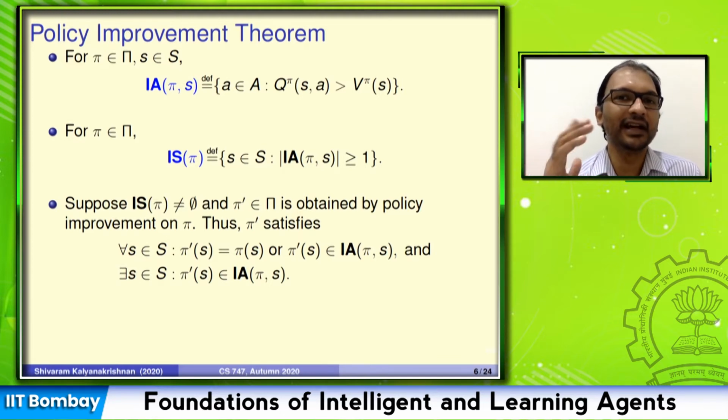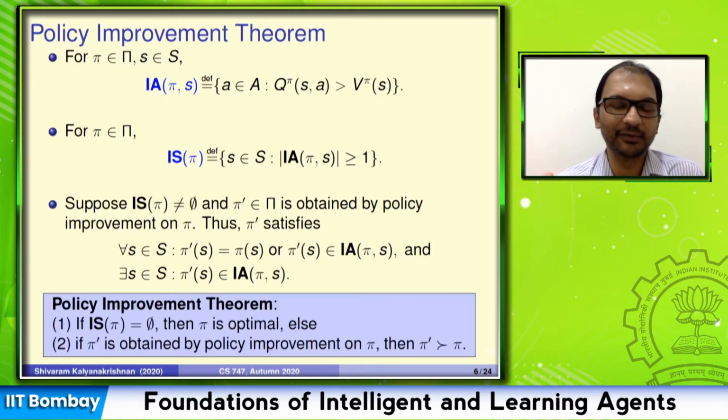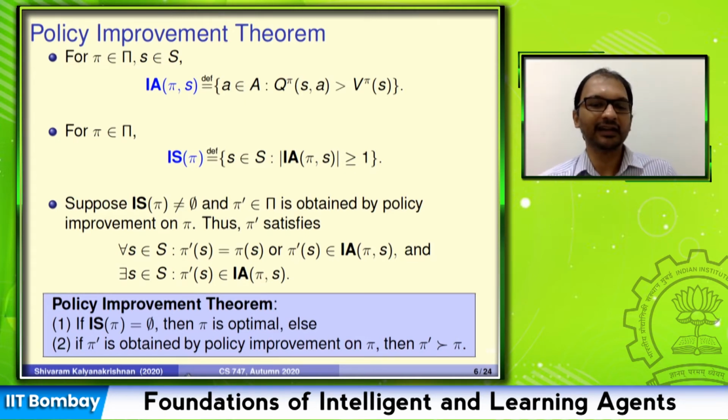Okay, so why is this called policy improvement, and why is this called the policy improvement theorem? Because the following is true. The policy improvement theorem states that if pi does not have any improvable states, if is of pi is empty, then pi must be an optimal policy. So you evaluate a policy, find its v, find its q, and then you compute these two sets, ia and is, and you see that there is no improvable state for pi, you can conclude that pi is an optimal policy.